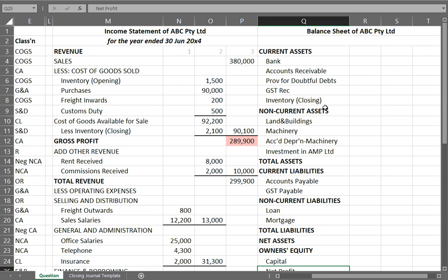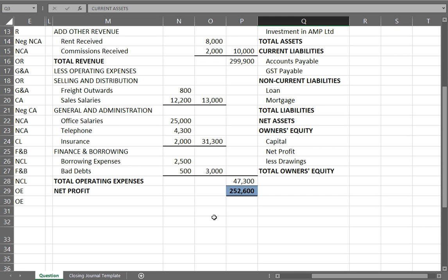Let's continue with the balance sheet now. So the balance sheet is done as at a particular point, so 30th of June in our example. Now, in order to see more, let's hide the income statement. The only information that we need is the net profit. Remember, net profit will go into owner's equity.